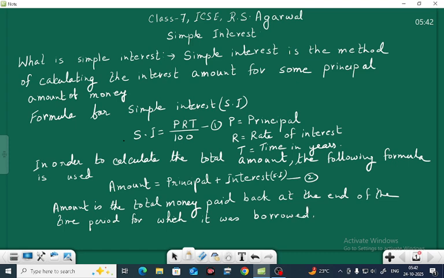Right? Now we have another type of interest, that is compound interest. We will not learn about compound interest in detail, but we will know what it means and what the difference is between simple interest and compound interest. Actually, there are two types of interest. One is simple interest, another one is compound interest. I am giving an example so that you can understand the difference between them.